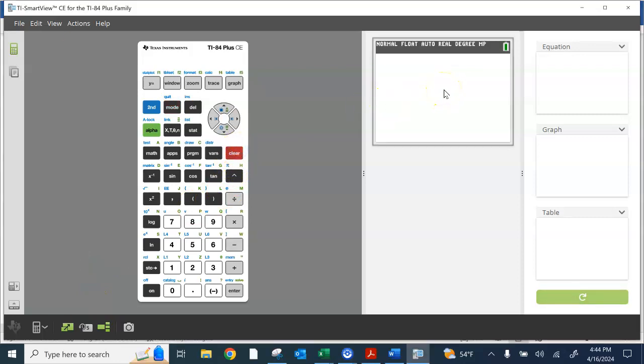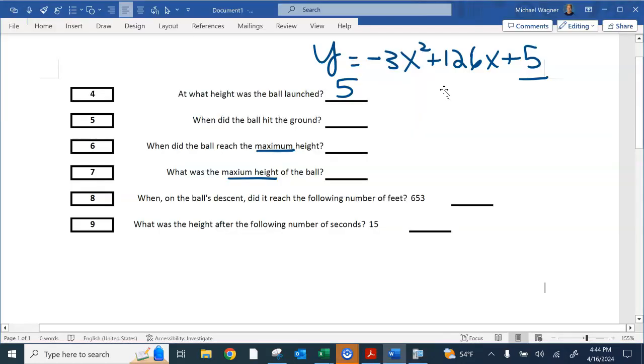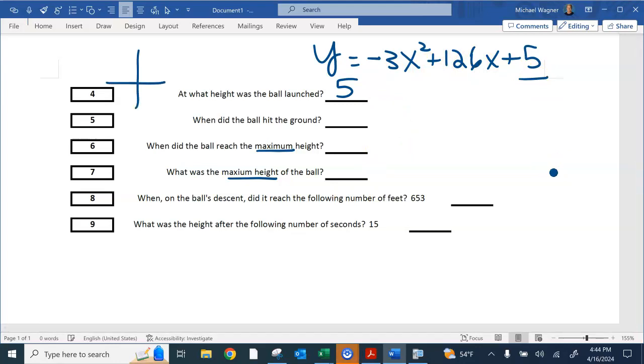Now, the first step is this. We're going to use the equation that we got in the previous video when we ran a regression. We're going to use that equation to figure out all the information over here. If you remember, we used Desmos in the past. We saw a graph of it, by the way, that allowed us to figure out, okay, the ball goes up and it comes down.